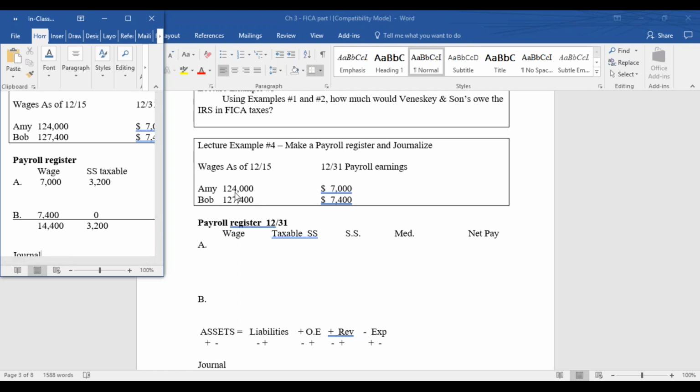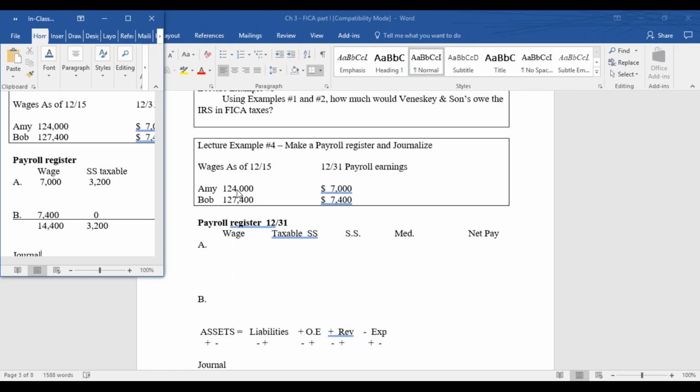Whereas Amy, she's close. If we do step 1 and we just determine yes or no, is she going to be over the cap with this pay? The answer is yes. When we add 124 plus 7, that gives us 131,000. She's over the cap. So therefore, we forget the 131 and start working backwards.